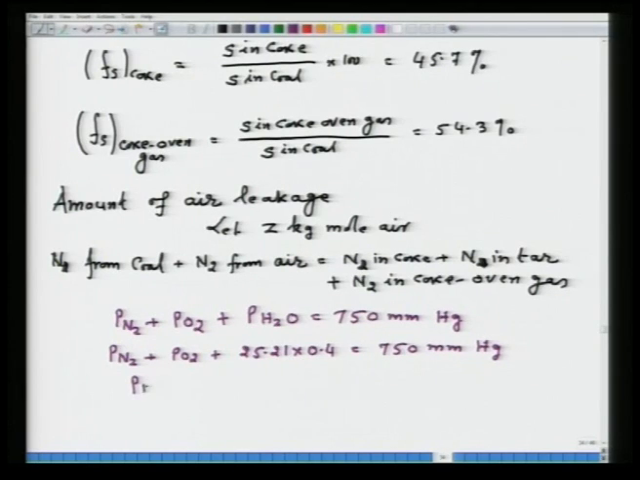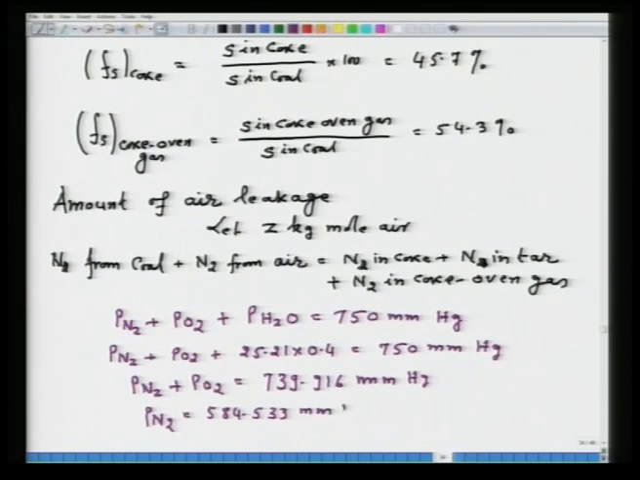Now, if I write PN2 plus PO2, that will be equal to 739.916 millimeter mercury. Now, this has become as if the gas has become dry. So, here I can find out PN2 is 79% of this, that is equal to 584.533 millimeter mercury. PO2 of course, we are not interested, that will be 155.382, that is 0.21 of 739.916, and of course, PH2O will be 10 point something. I will write down just for completion. PH2O will be 10.084.